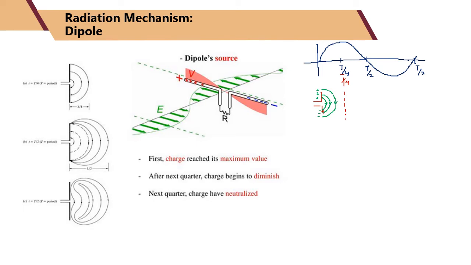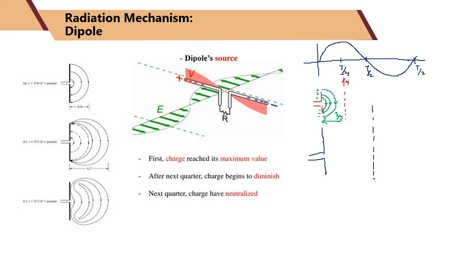Okay, so the length is basically λ/4. So what happened at T/2? Now at T/2, in terms of wavelength, it is λ/2.